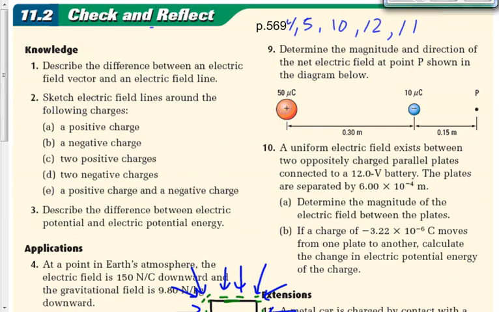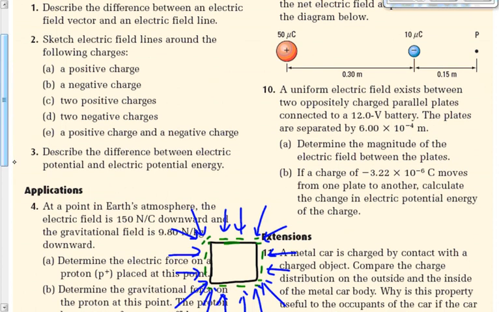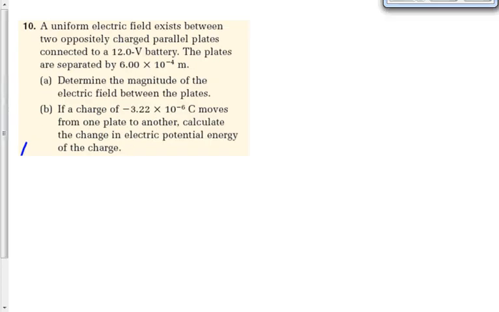Next question, number 10. It says a uniform electric field. I'm going to underline that word uniform right now, okay? Because right away when I hear that, I start thinking parallel plates, E is equal to delta V over delta D. But we'll read further on and see. Exists between two oppositely charged parallel plates connected to a 12-volt battery. That's my potential difference. The distance between the plates is 6.0 times 10 to the minus 4 meters. So that's delta D. What's the magnitude of the electric field between the plates?